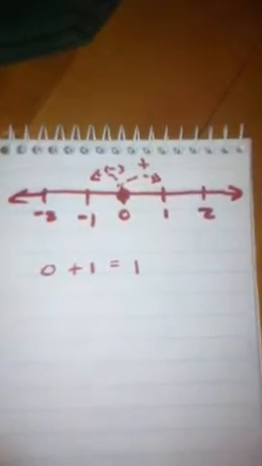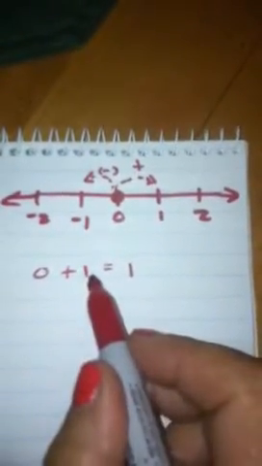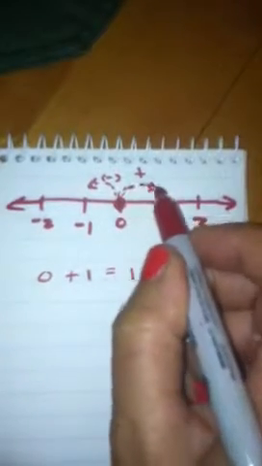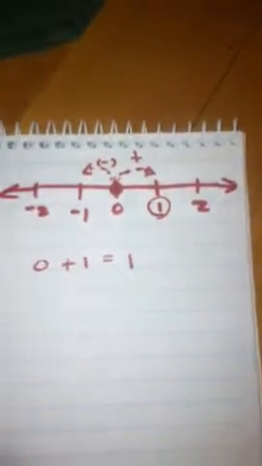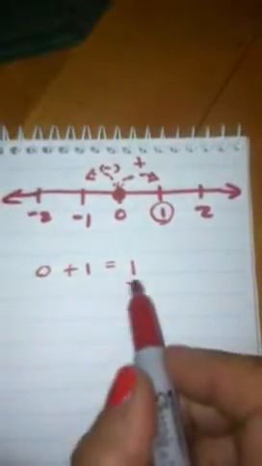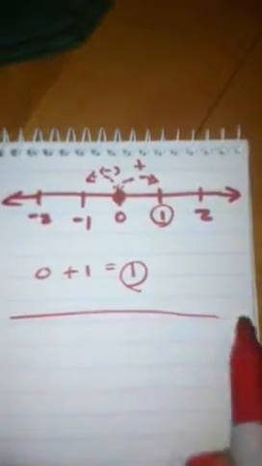Well, how far to the right are you going to go? You're going to go 1 unit to the right. So if you go 1 unit to the right and you stop, this is where you have stopped. You have stopped at 1. And in fact, 1 is the answer that you have. Let's try another one.